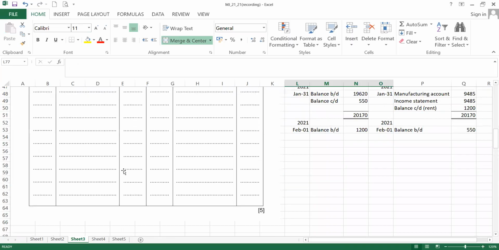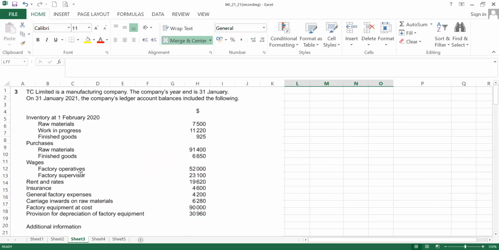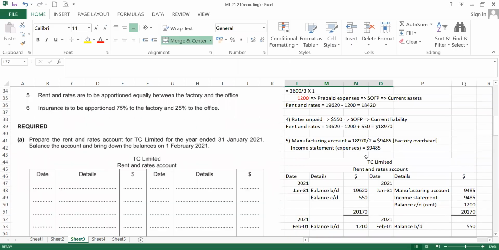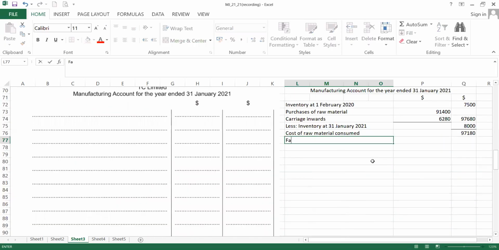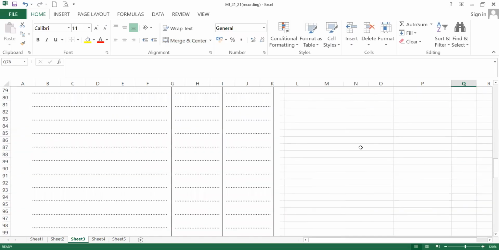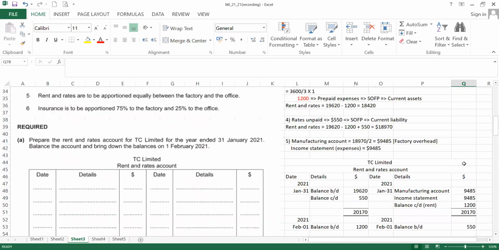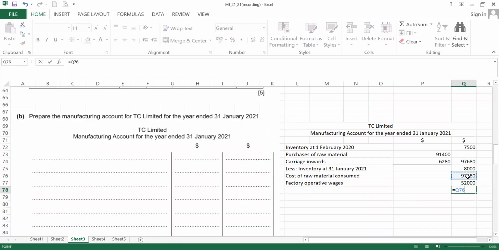Now next we have direct wages. Let's see where the direct wages are. Okay, this one, factory operative. This is direct wages. So we follow what they put there for factory operative wages. Because there is no adjustment, we just take the 52,000. Any other direct costs? Let's see. Okay, there is no direct cost. So we just take these two. And remember, for the prime cost, you must write the words prime cost.